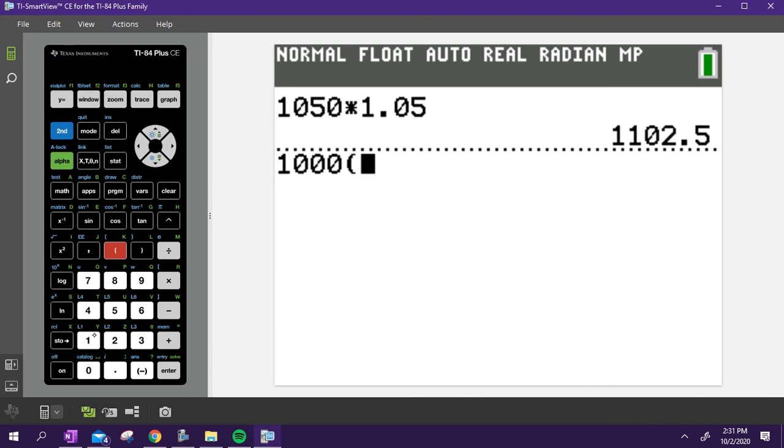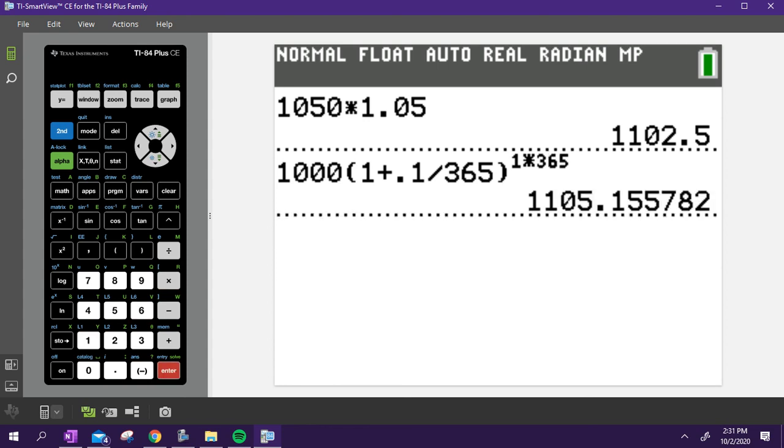You don't have to type this in. But it's 1 plus my rate. My rate was 10% divided by my N. And I'm going to raise it to my time times my N. With N as 365, I'd have $1,105. A little better. It's not great. A little better. I'll take a little better. And after a few years, it's going to matter.